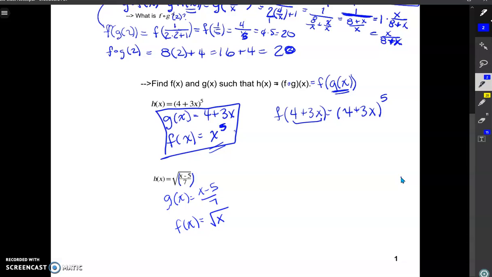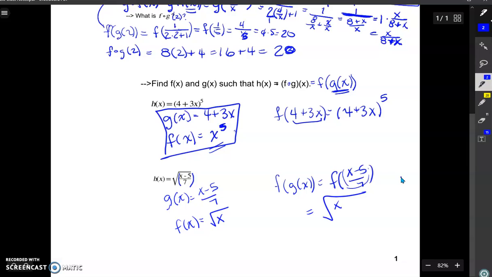So again, just checking out here to the side, f of g of x, replace the g of x with x minus 5 over 7. And then we take f of that. That means that this goes in place of the x, square root of x minus 5 over 7.